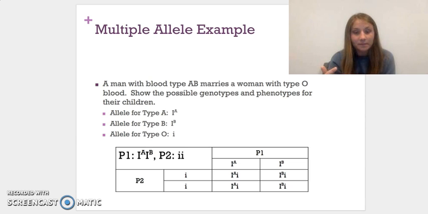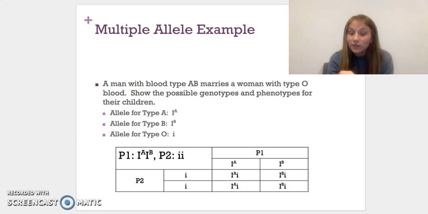We put parent 1 as the man, and he has blood type AB. So you need to show the allele for type A, which is in the first column, so we have capital I superscript A, and then the allele for type B, which is capital I superscript B. For parent 2, she has type O blood, and we are only going to see type O blood if it is a recessive trait for both alleles. So we can go ahead and put lowercase i's for both alleles of this parent.